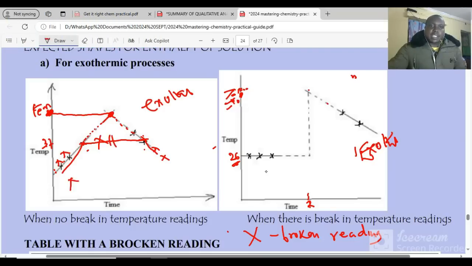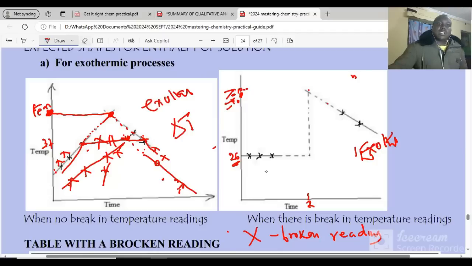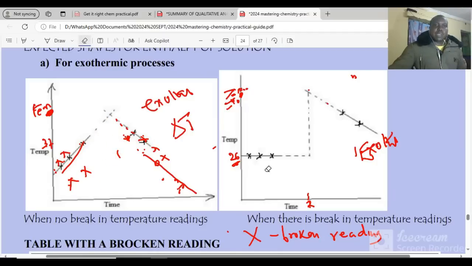Kama points ni mingi, zinaenda hivi, ingine ziko hapa, ingine inaenda hivi, unaachana na hii, unachora a straight line. Kama kuna hiyo inaenda, unachukua points ambazo ziko mingi, line of best fit, you draw. Now, then you extrapolate. Where the two dotted lines meet, that gives you the maximum temperature, na hiyo ndio itatusaidia kufanya what we call temperature change. So for the reaction which is exothermic, this is what we expect. For a reaction which is exothermic, we expected your curve to look like this.